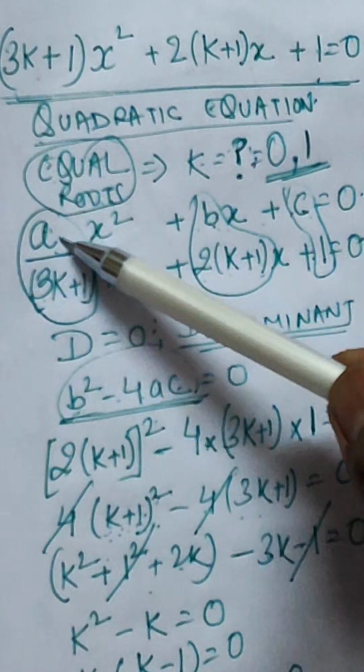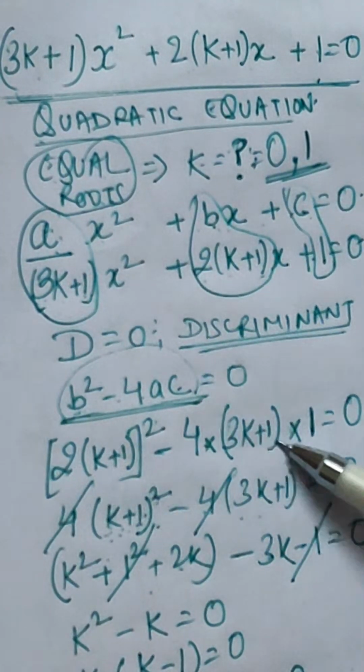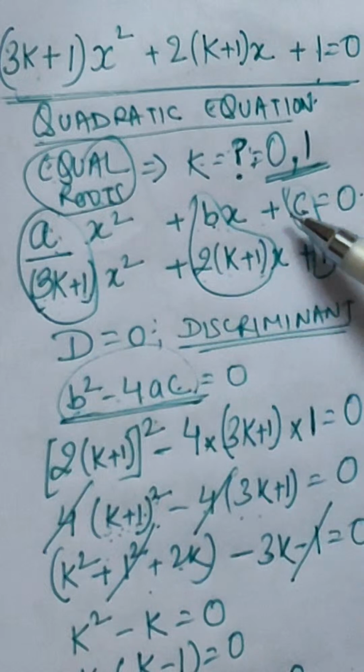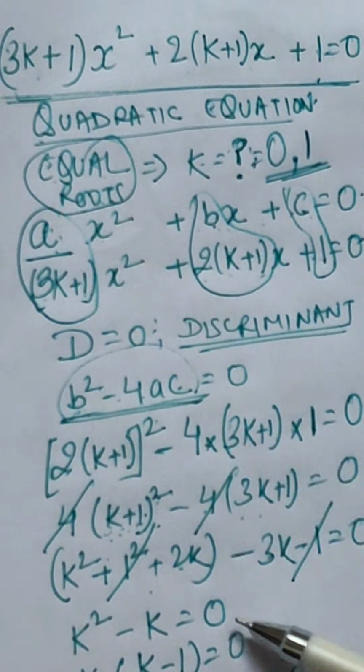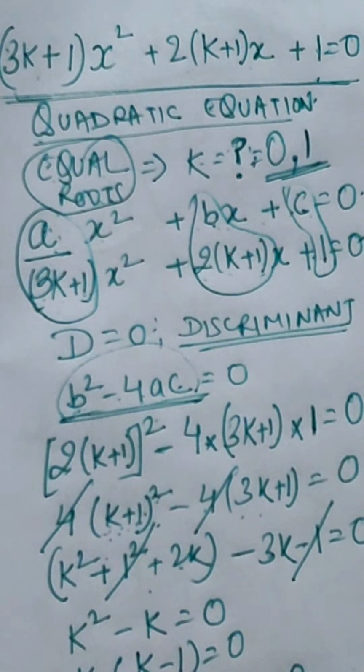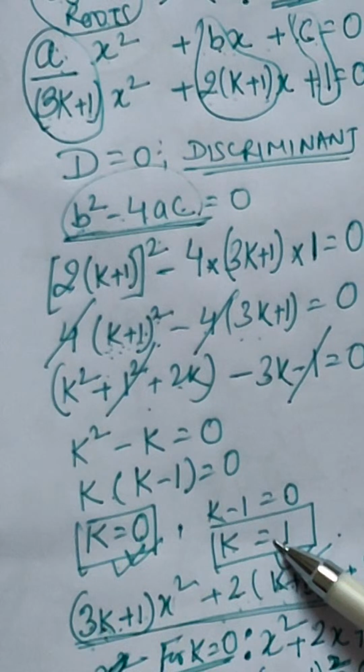What was the value of a? a was 3k plus 1. And in place of c, the value of c was 1. So we just put in the values and solve it. When we solve it, we get two values of k. One is 0 and another is 1.